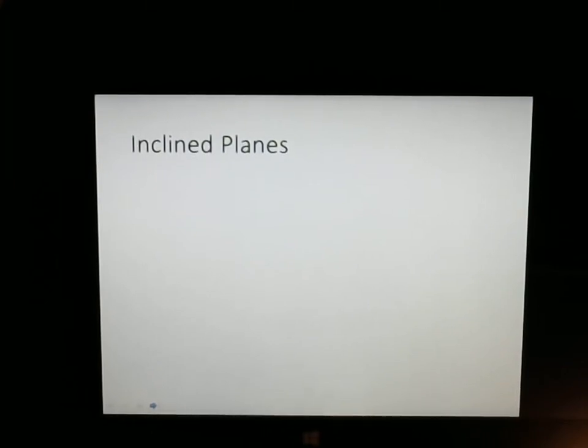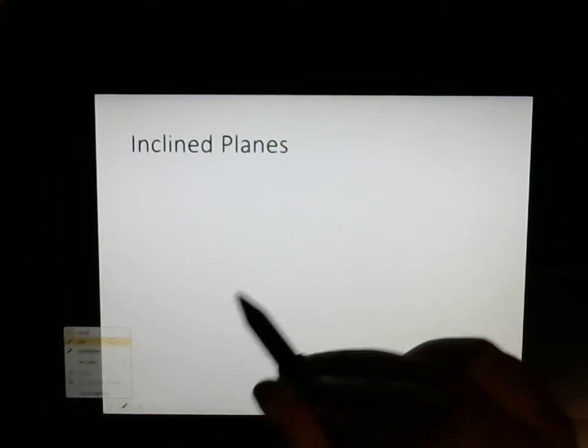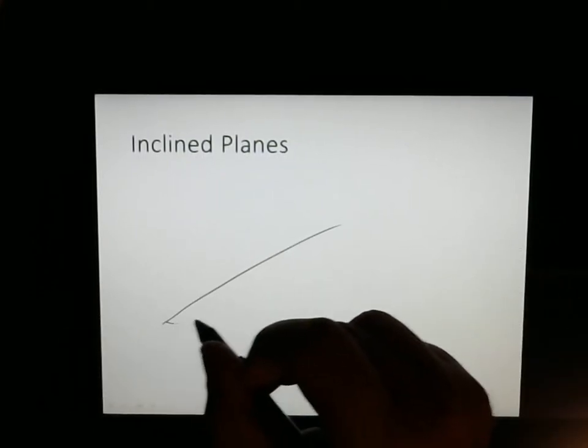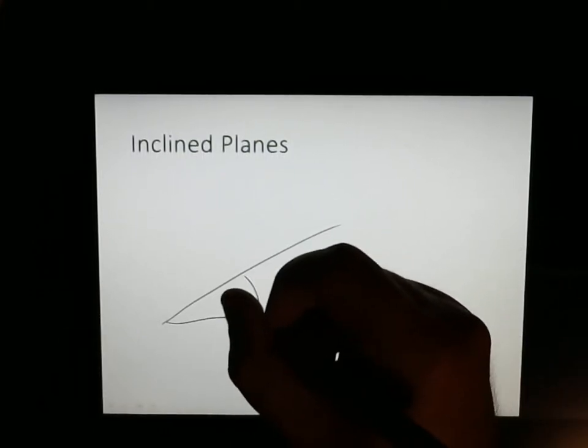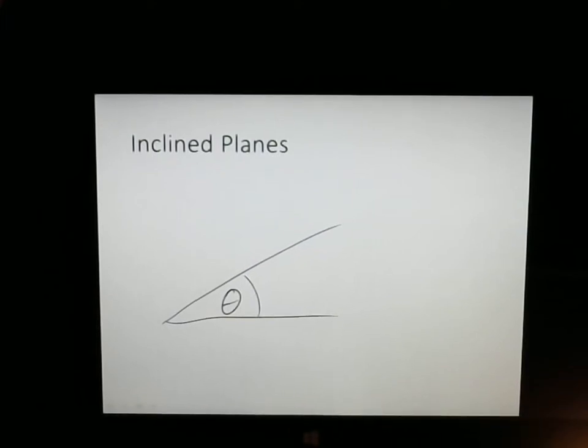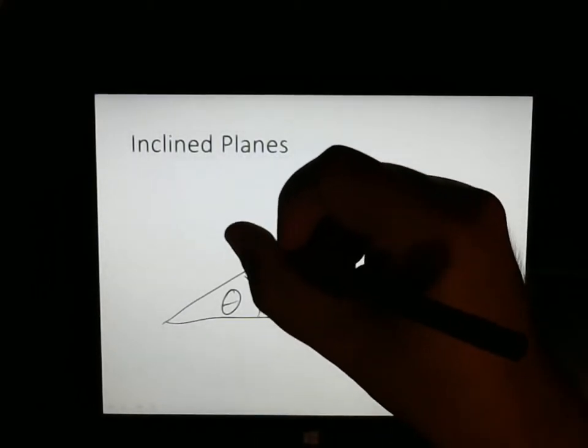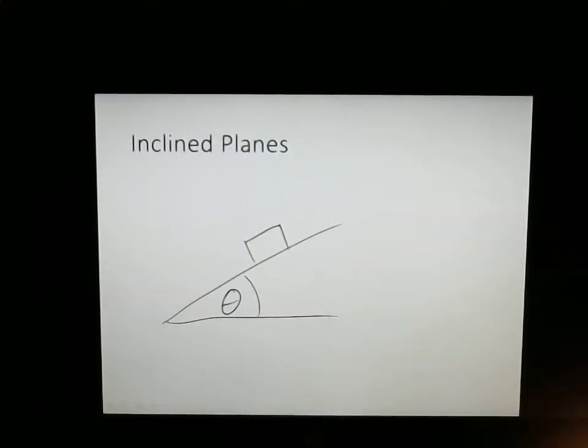So what is an inclined plane? I'm going to draw an inclined plane here. An inclined plane is any surface that is resting at some angle. It could be a ramp, it could be a driveway. It's just something that is not parallel to the ground. And I'm going to put my book back on top.